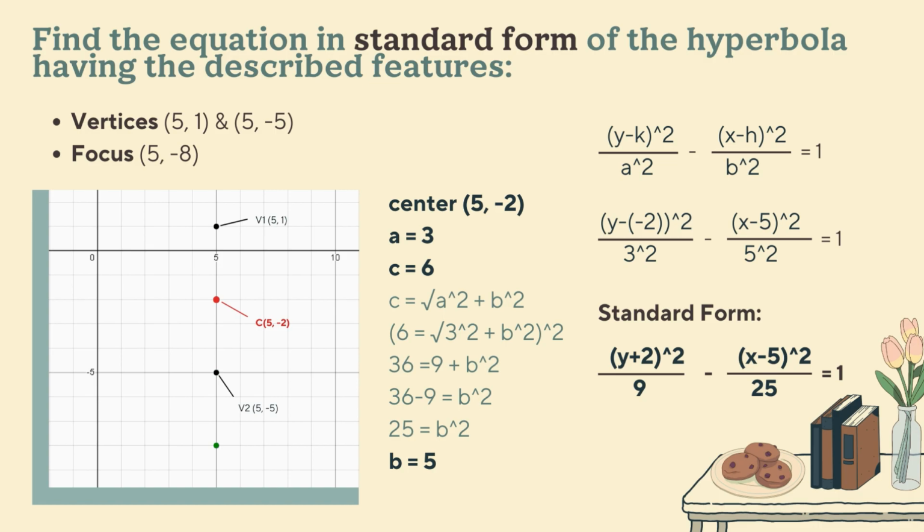So we need to square 3. So we have 9, and let's also square 5, which is 25. So we have here our standard form, the quantity of y plus 2 squared over 9 minus the quantity of x minus 5 squared over 25 equals to 1.